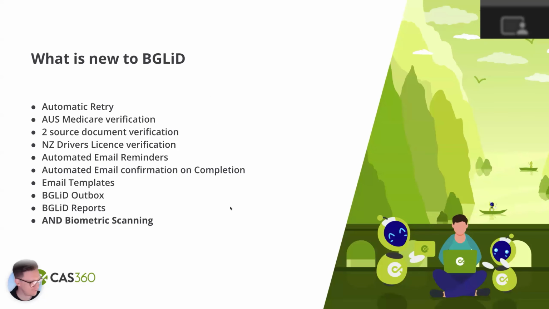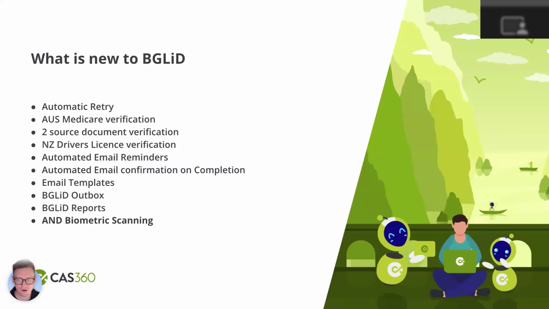BGLiD has been around for over 12 months now, and we've added a lot of features and functionality to it. So first and foremost, we have automatic retry. If a client goes through their process, enters in their wrong details, maybe they get a number wrong on their ID and it fails, the system will automatically send them an email and give them another attempt for free at completing their ID. So we have automatic retry. Obviously, if they fail twice, you might have to send another check.